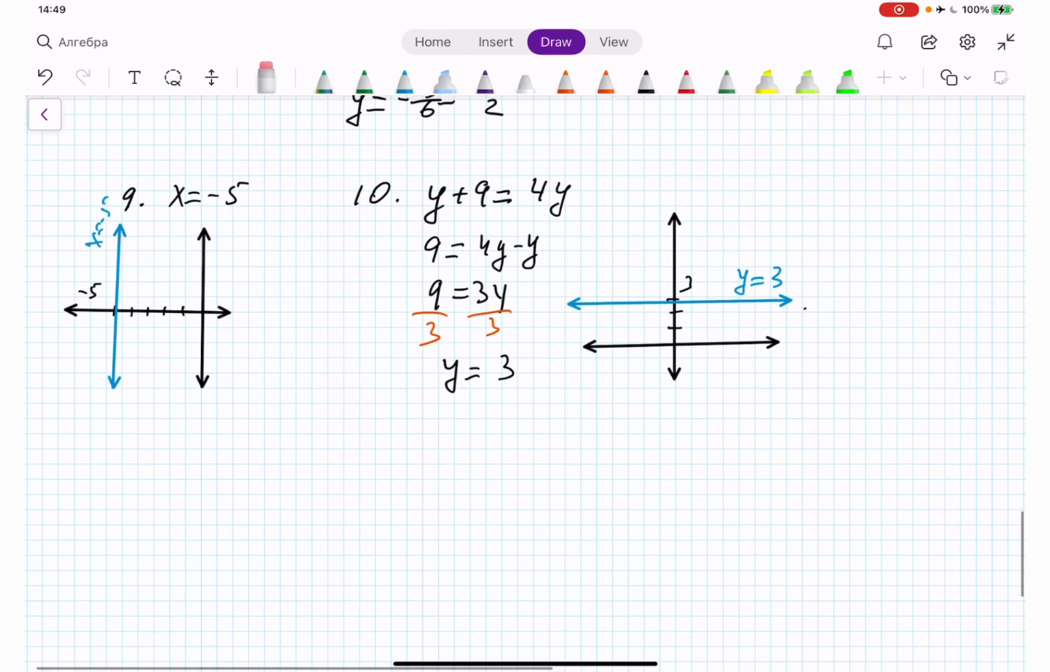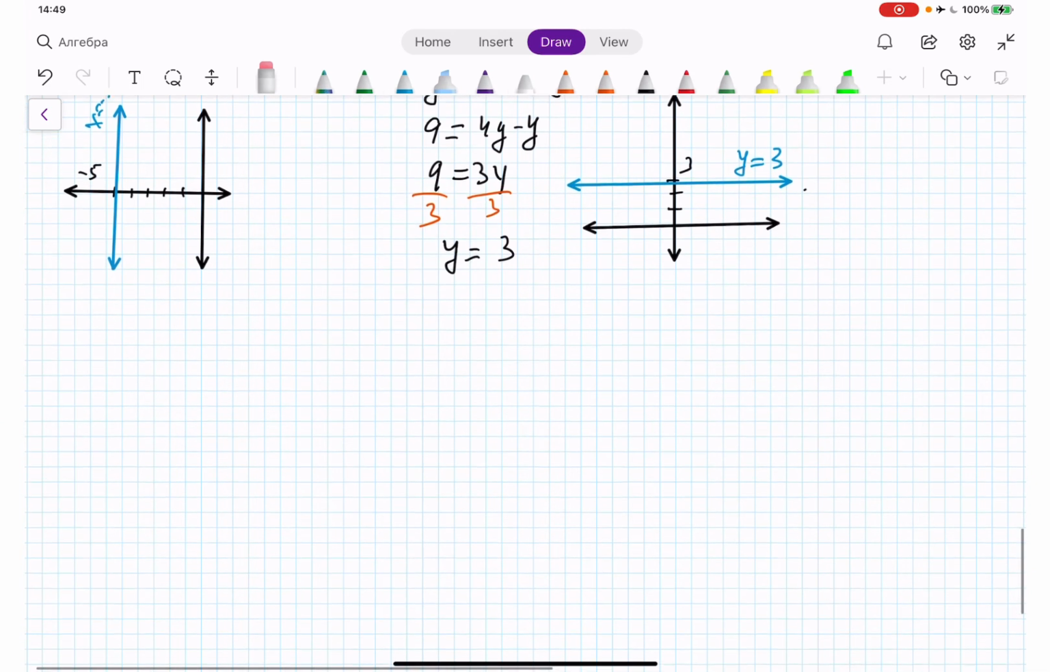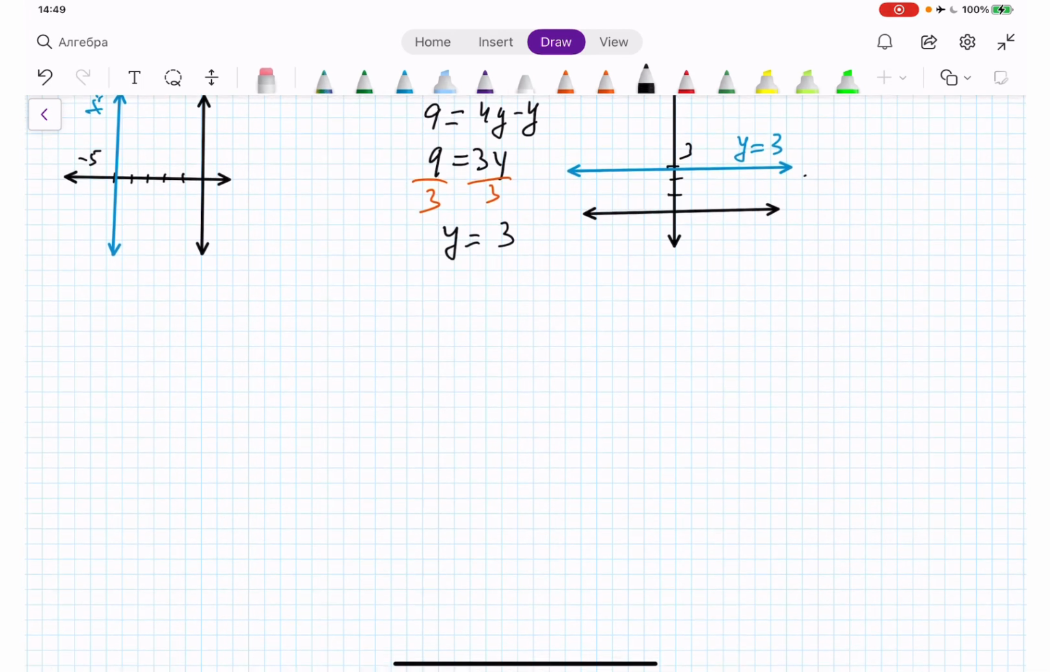Second one, number 11. 4 plus 6x is equal to 8x. So 4 is equal to 2x, right? Dividing by 2, dividing by 2, x is equal to 2.